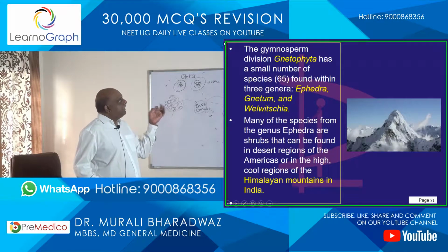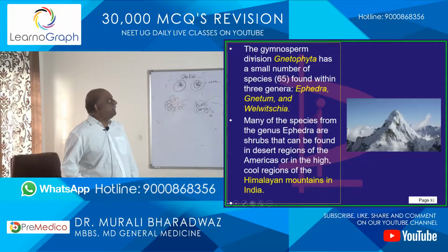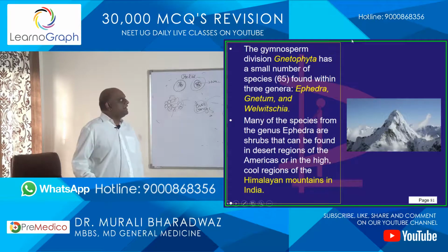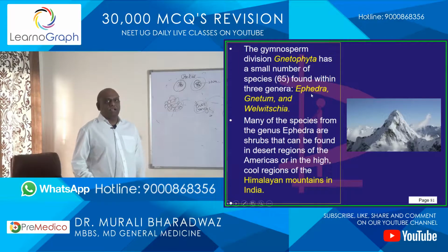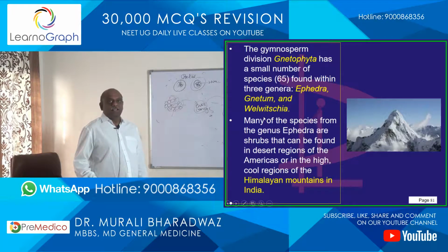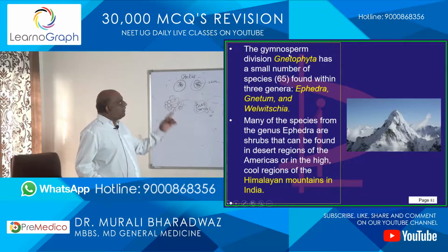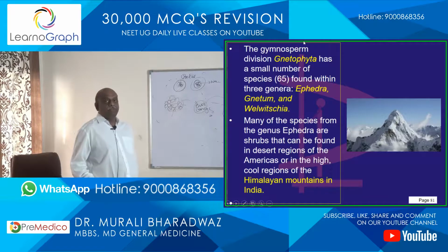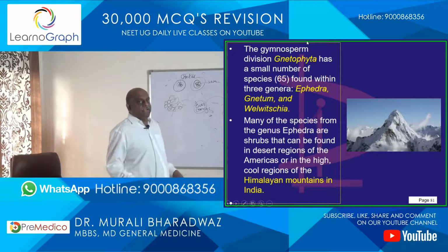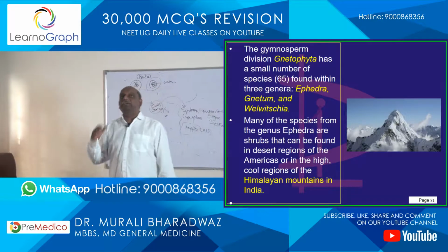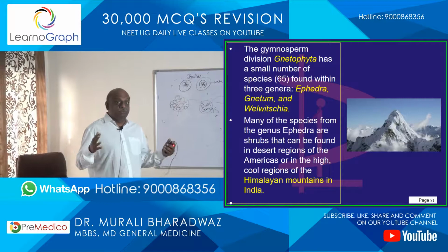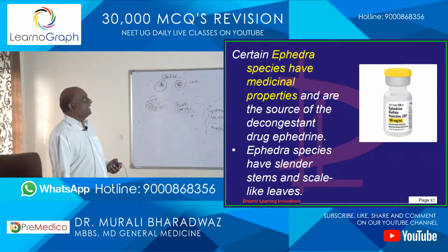So, the Gnetophyta is another gymnosperm division, and there are about 65 species under this. Ephedra, Gnetum, Welwitschia, they all belong to Gnetophyta is what you need to remember. So, where can you see this? If you go to the Himalayas, you will basically see the Gnetophyta group of gymnosperms.